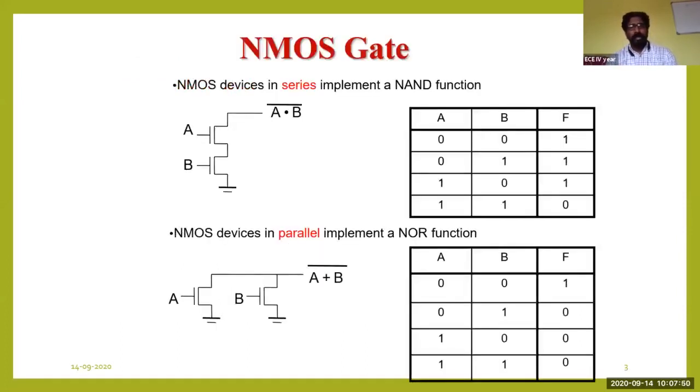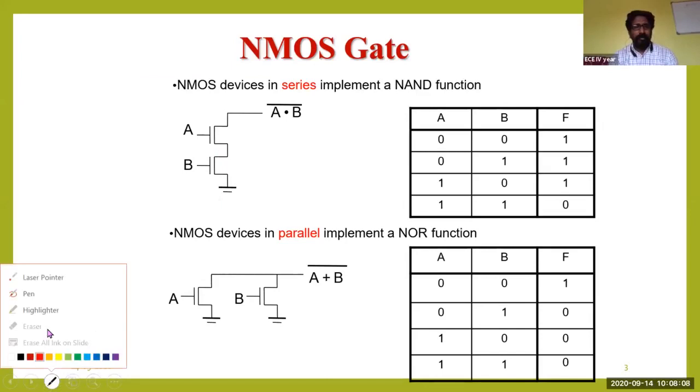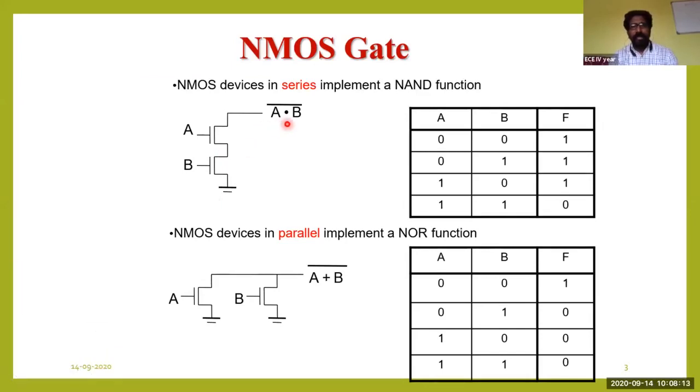So first one, NMOS gate. In this particular NMOS logic, you'll have the design of the circuit, any kind of Boolean equation circuit, designed by using only N transistors. If you see the first one here, it is A dot B whole bar. It means we are talking about NMOS devices in series in order to implement a NAND function. So we are trying to implement a NAND function with the help of series NMOS.